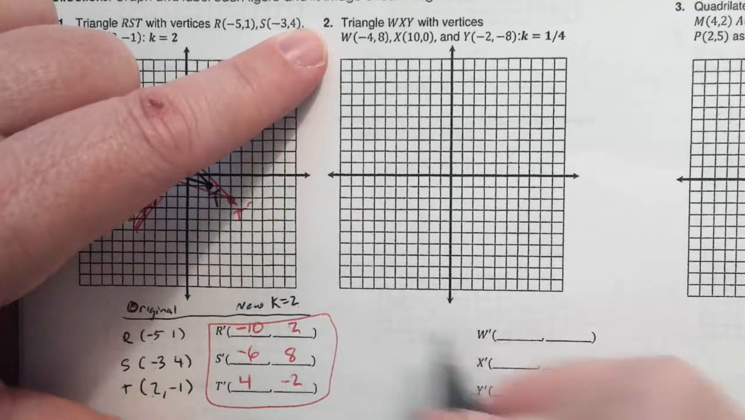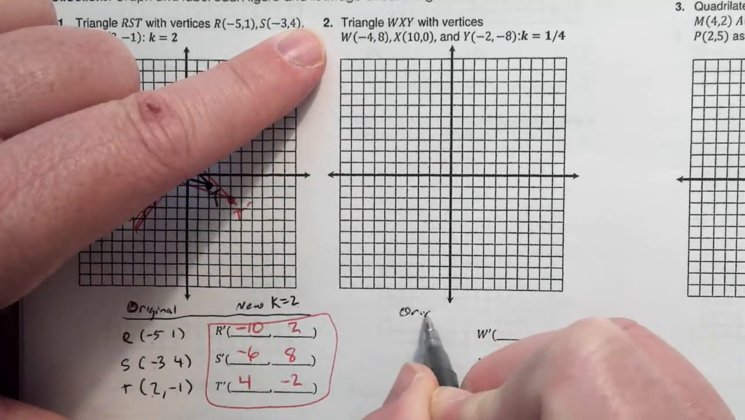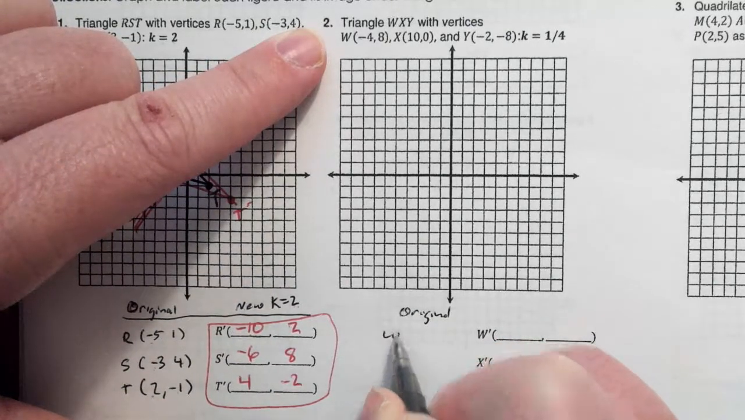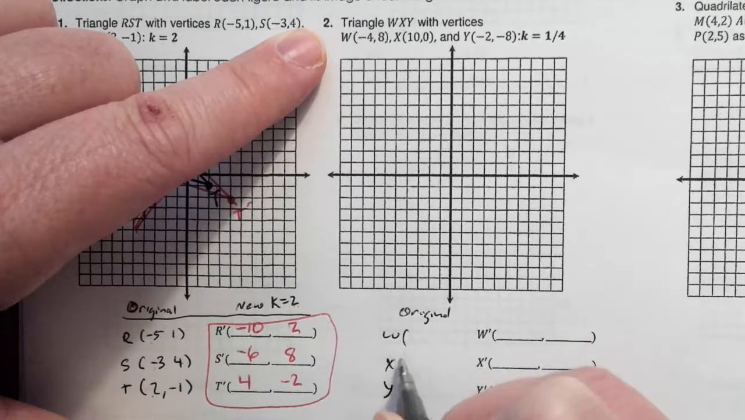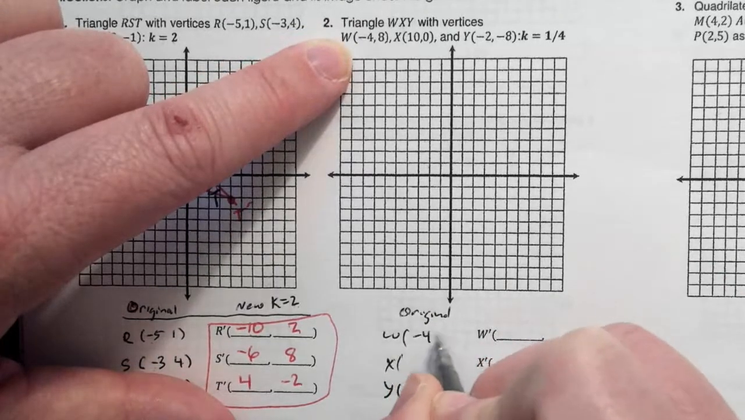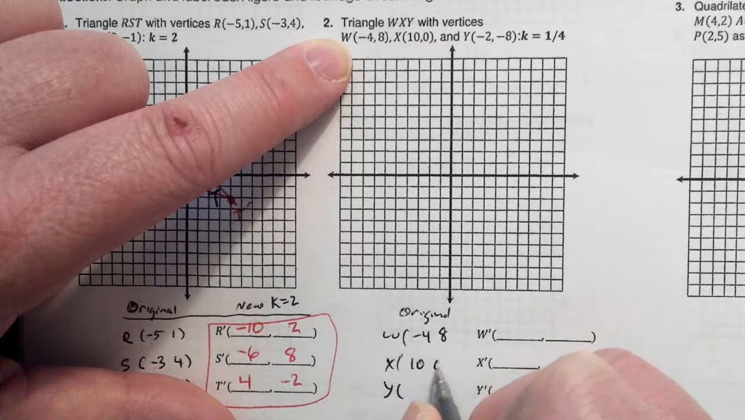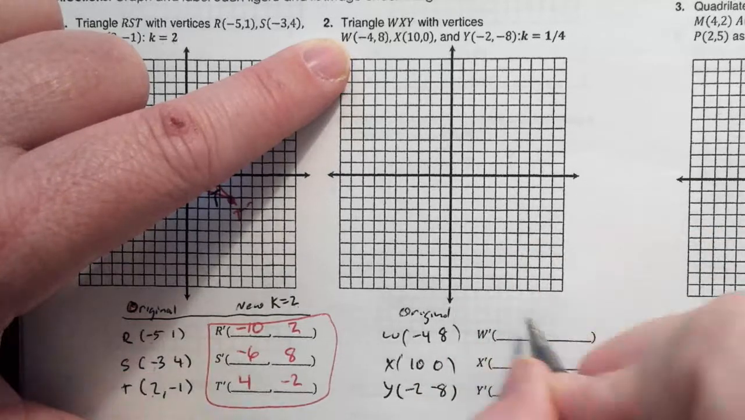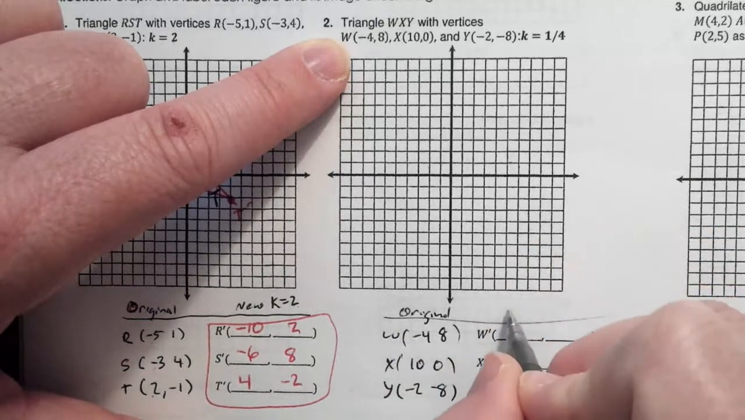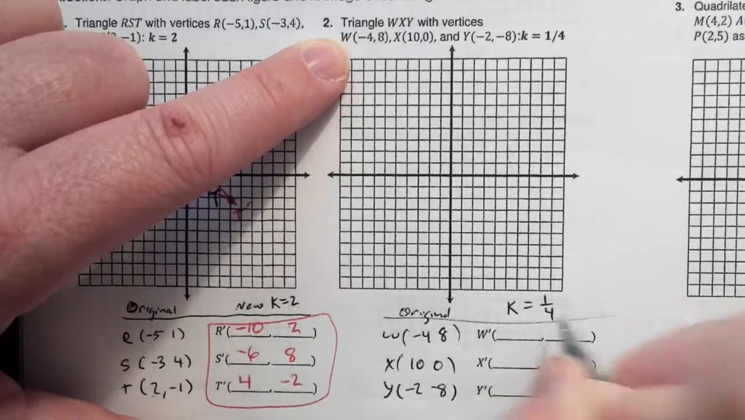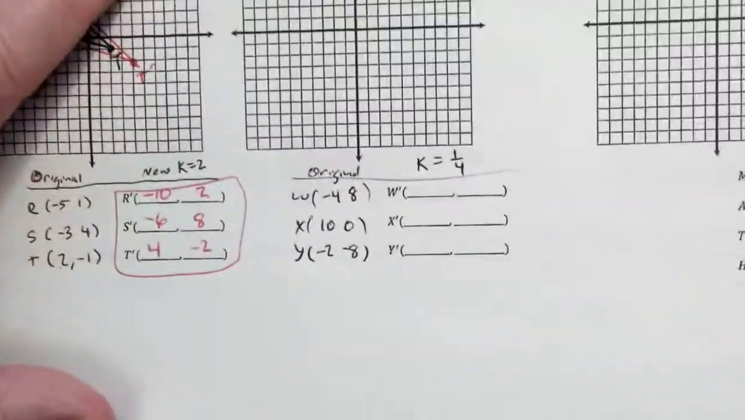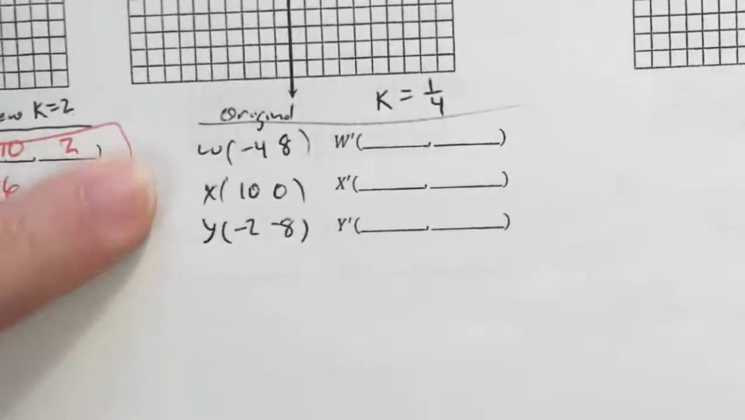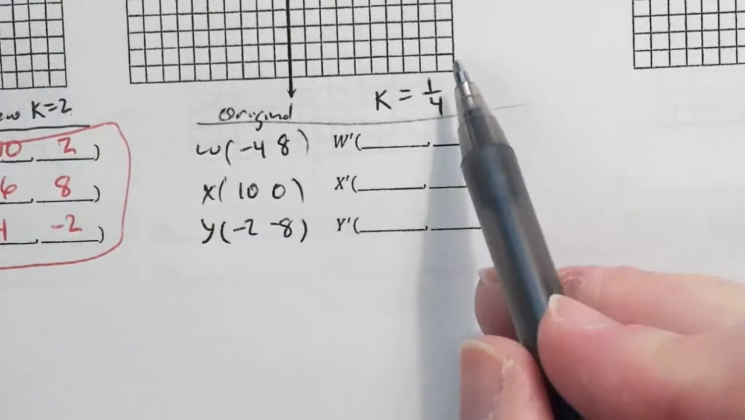All right, so I'm going to put my original down here, and I'm going to line them up, W, X, and Y. So my W was (-4, 8), X was (10, 0), and Y was (-2, -8). And I'm going to do my new shape, which K equals 1/4. So all I did was take all this information and just copy it down. Now all we have to do is multiply everything by 1/4.